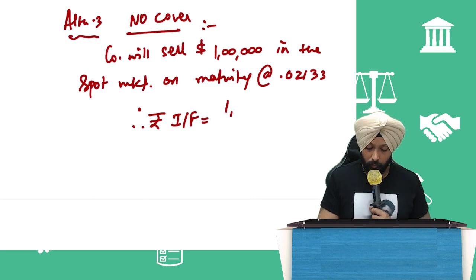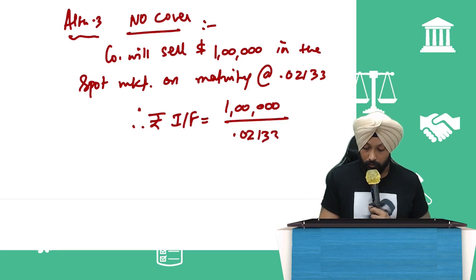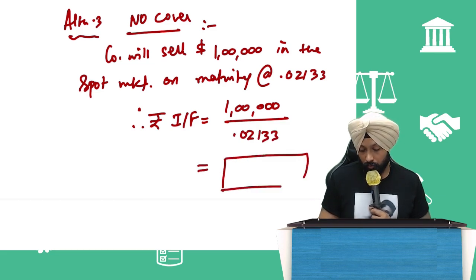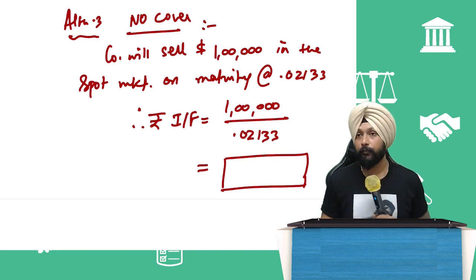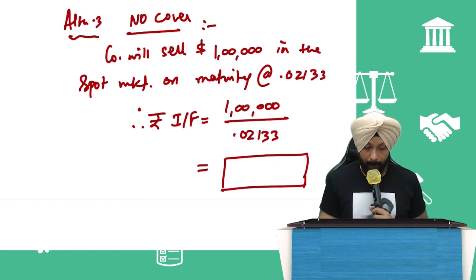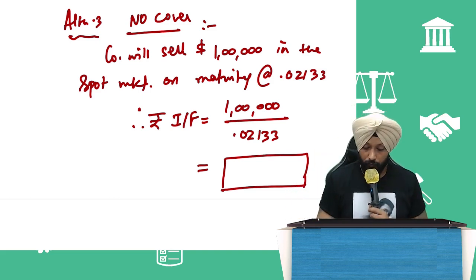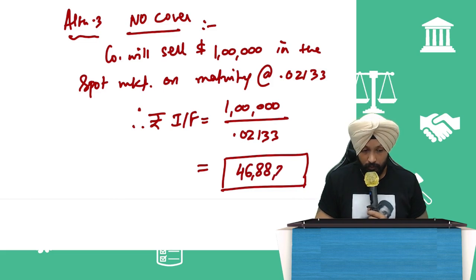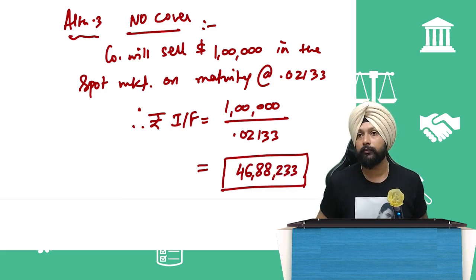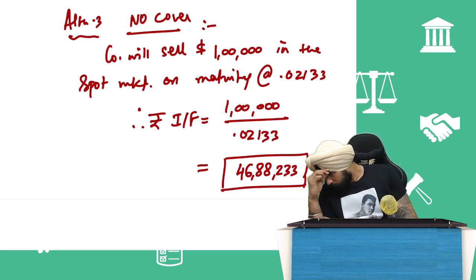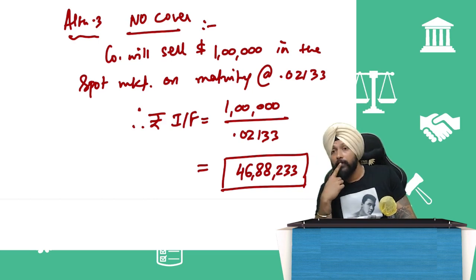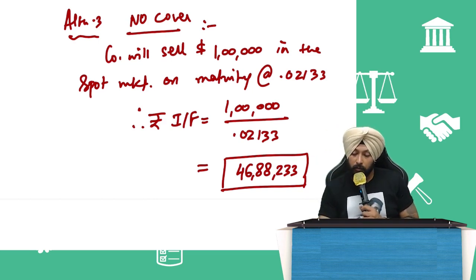Rupee inflow is equal to 1 lakh divided by 0.02133, which is 46,88,233. Certain or uncertain? Obviously, uncertain.